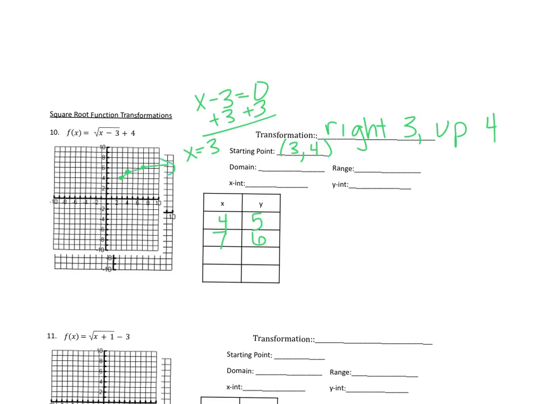Okay? If you look, that's not going to cross the x-axis, and it's not going to cross the y-axis. So my x and y intercepts are none. Now, for your domain, you look at your x value, and that's 3. So it's bracket 3, positive infinity. And for your range, that's 4, the y value in your vertex, or your starting point, and there you go.